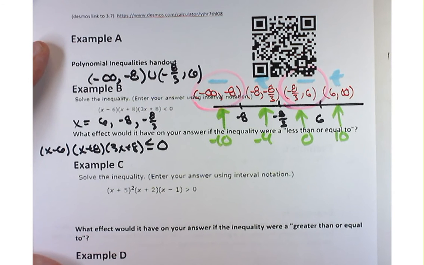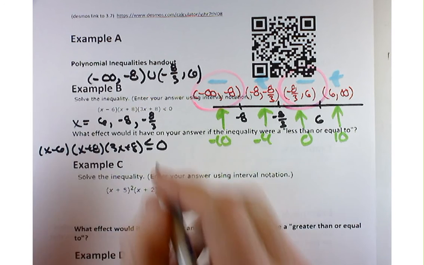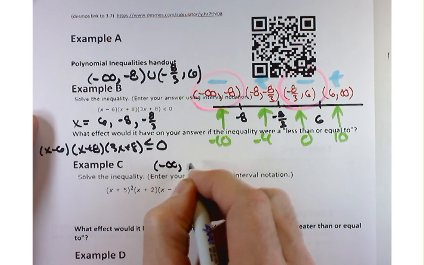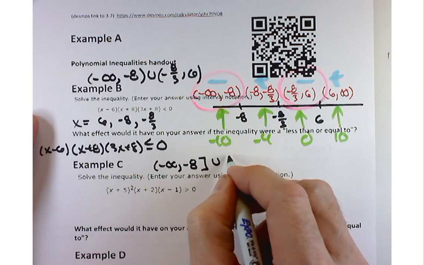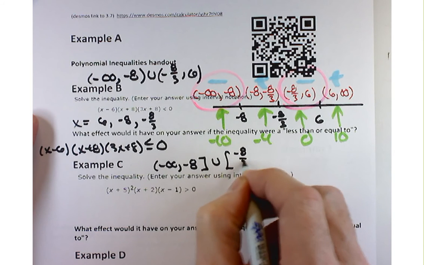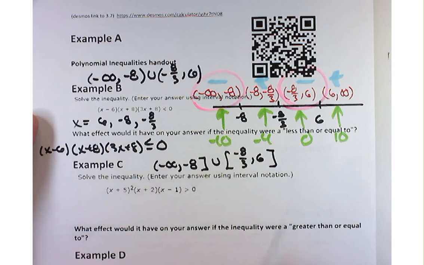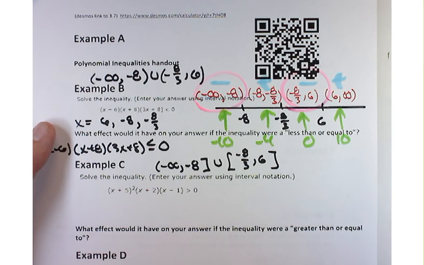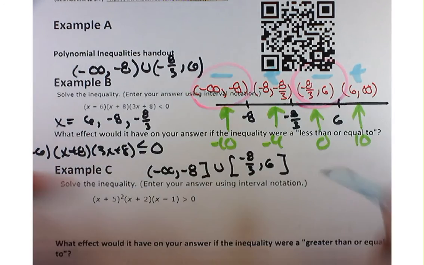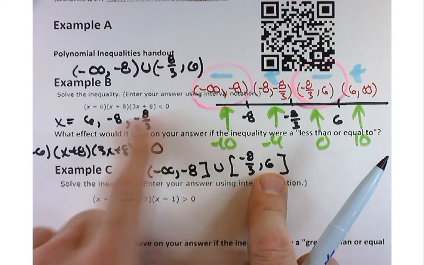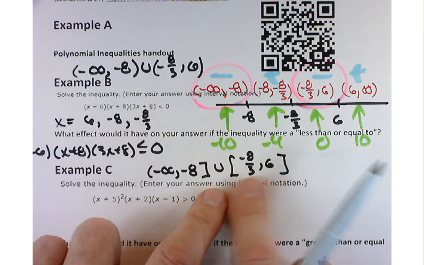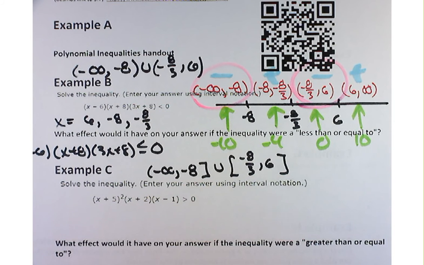You're going to need some brackets. Yeah, we're going to need some brackets. Thank you. So it's going to be negative infinity to negative 8 with a bracket, union, negative 8/3 to 6, again with brackets. So all your finite points would then have brackets. So you're going from here to here. So it's just something to be aware of when you're working on these kinds of problems, is that if this is a less than or equal to or a greater than or equal to, you've got to think about the brackets and where you might want them.